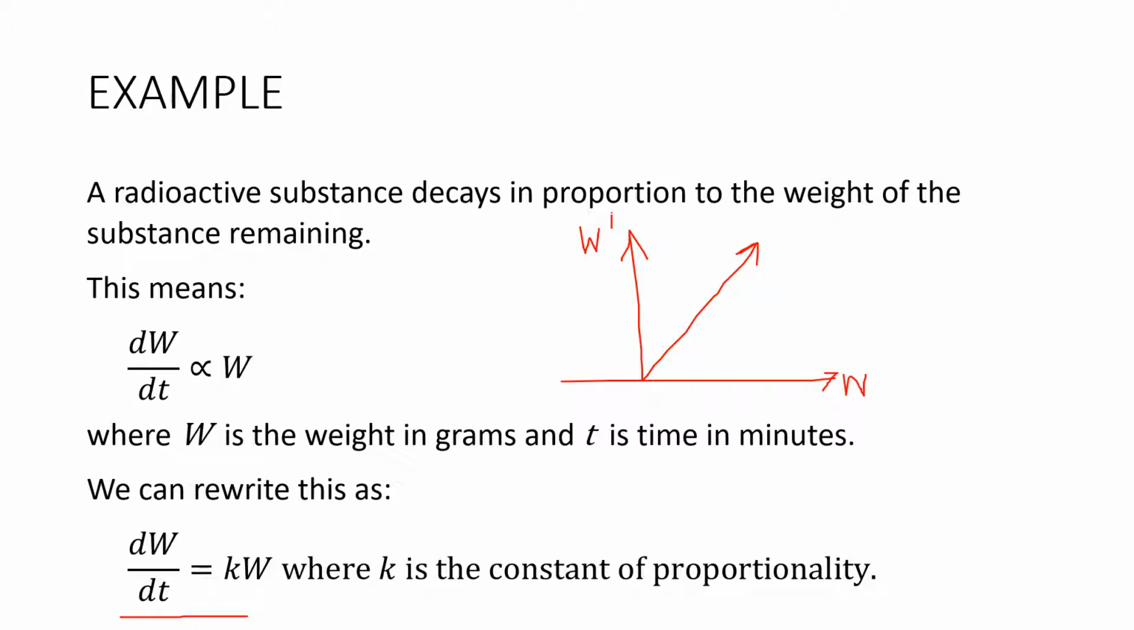This is actually a straight line down here. So pretend it's y is equal to kx. It's a straight line, isn't it? Through 0. In this case, k is called the constant of proportionality.